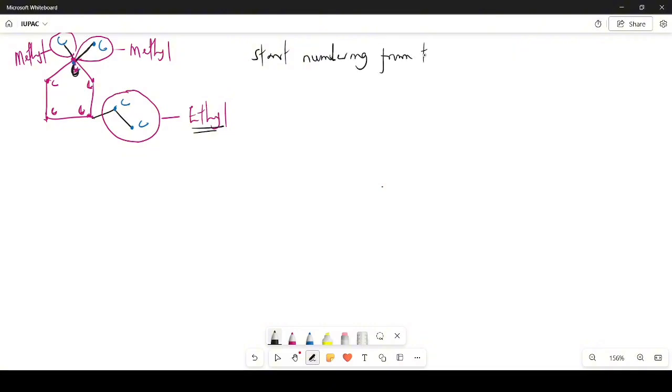Start numbering from the carbon with more attachments. Because this carbon here has more attachments than this carbon here, which has just one attachment, and that is ethyl. But this one has two attachments. It has two methyl groups attached to it. So by default, you start numbering from that place so that you can get the lowest locants. Do you understand? So this is going to become carbon 1. You don't go to this place, because if you go like this, it's going to make it higher. So this one will be 2, and this place will be 3, 4, and then 5.